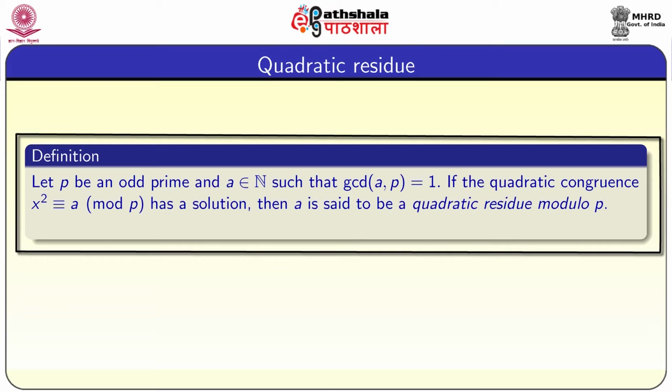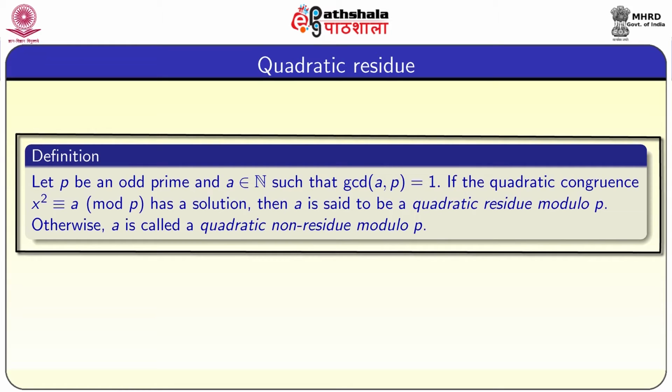Quadratic residue is defined like this: let p be an odd prime and a be any natural number such that GCD of a comma p equal to 1. If the quadratic congruence x square congruent to a mod p has a solution, then a is said to be a quadratic residue modulo p. That is, a is a quadratic residue modulo p if, first of all, the GCD of a comma p equal to 1, that is a is relatively prime to p, or p does not divide a, and further it is a solution to x square is congruent to a mod p. Otherwise a is called a quadratic non-residue modulo p.